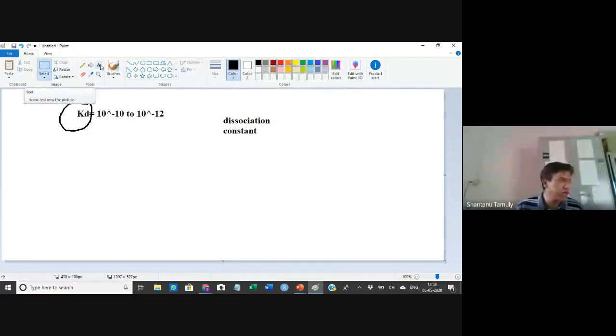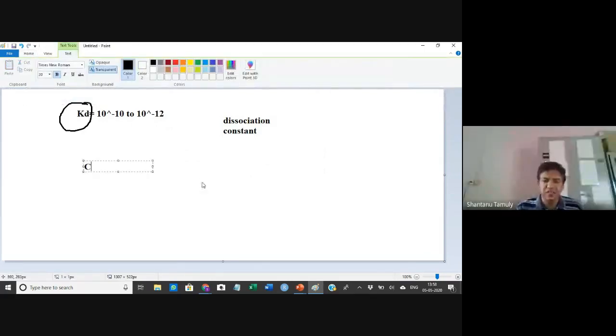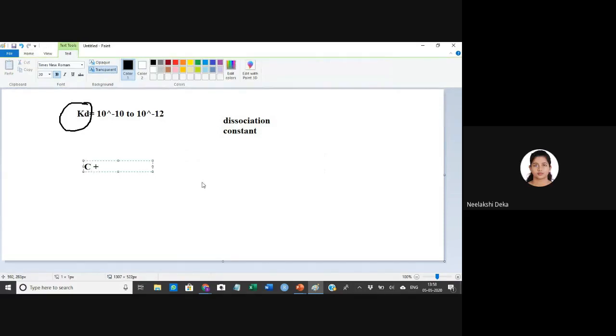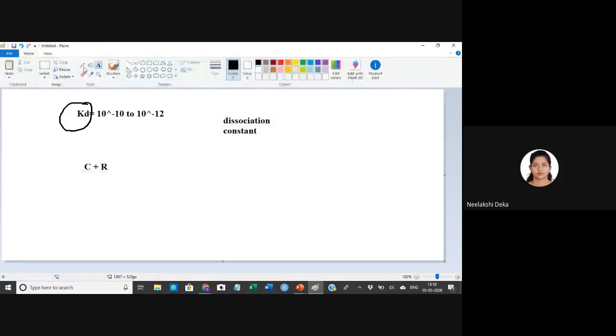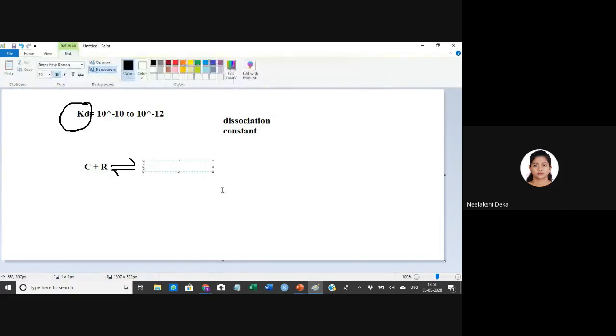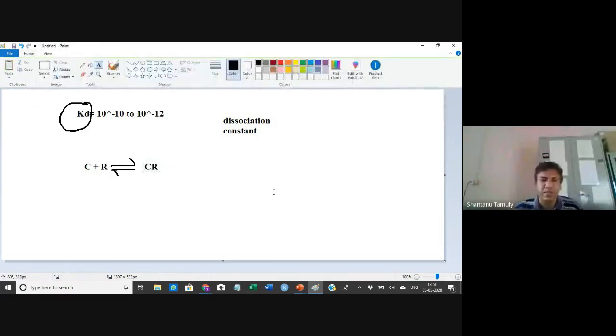Say for example, suppose C stands for cytokine plus receptor, the receptor of a cell, and then you will be getting CR. So CR is when the cytokine binds the receptor. Now, what is the KD here?